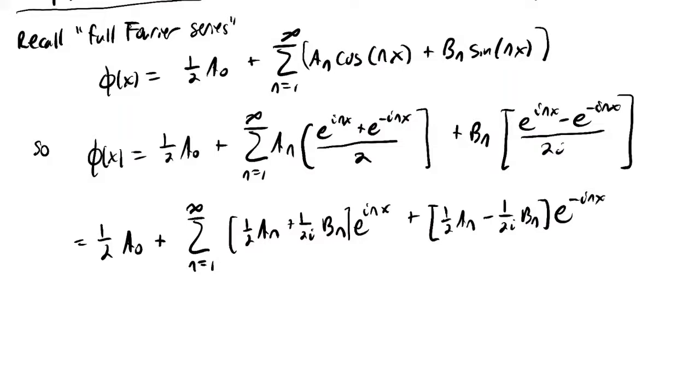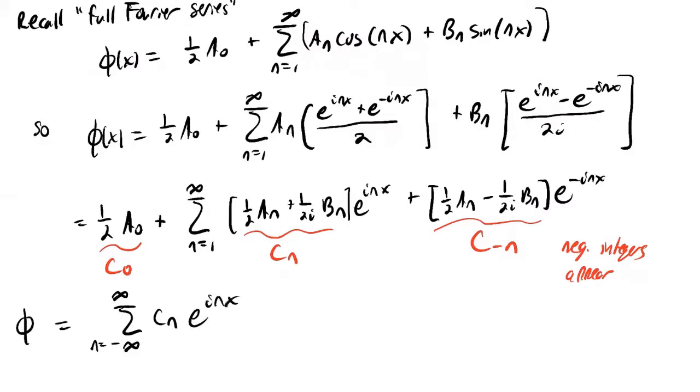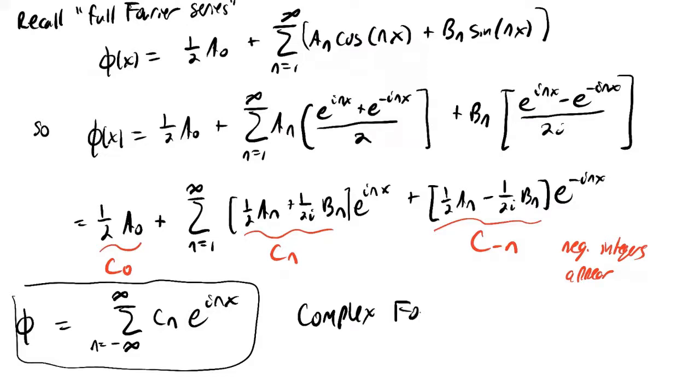And so what I'm going to do is, let's call this coefficient c_n. Let's call this coefficient c_0. And let's call this coefficient c_minus n. And so if I use this notation, I can write my function phi as the sum. Now n is not ranging from 1 to infinity because I also have negative integers, so negative integers are allowed. So now this is a sum from minus infinity to infinity of c_n times e to the inx. And so what I've done is I've written my original full Fourier series as what's called a complex Fourier series using the de Moivre identities.